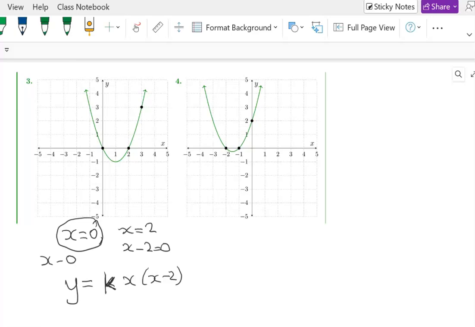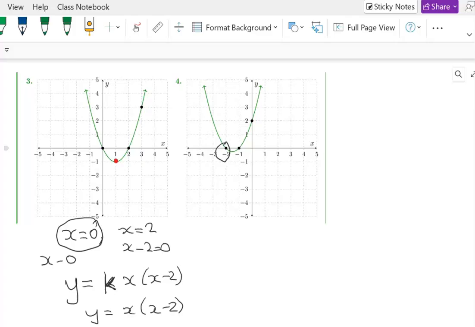So we get this, but we can see again quickly, if we go to the vertex and we go out 1, up 1, out 1, up 3, our scale factor here is just 1. So my equation is y equals x times x minus 2.